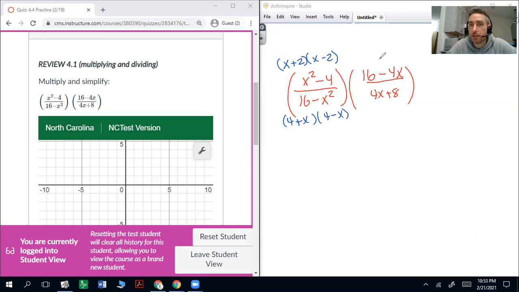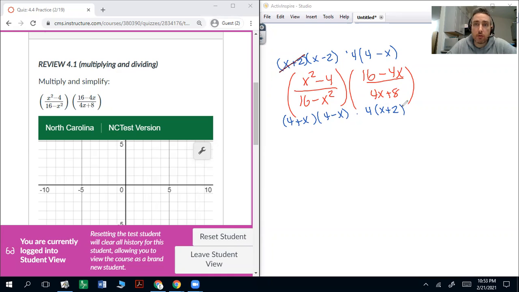16 minus 4x is a GCF. You take the 4 out, you're left with 4 minus x. And then the 4x plus 8 is a GCF. You take the 4 out, and you have x plus 2. So let's cancel some stuff.